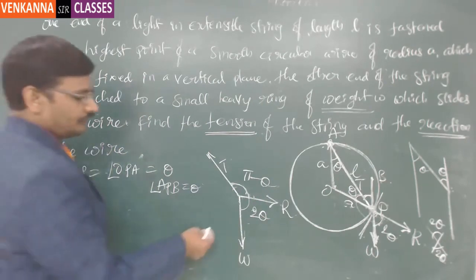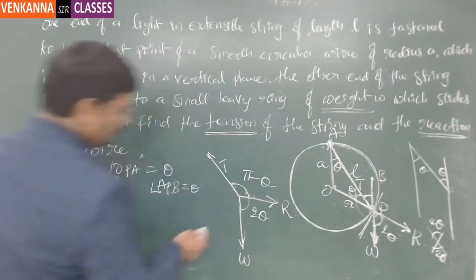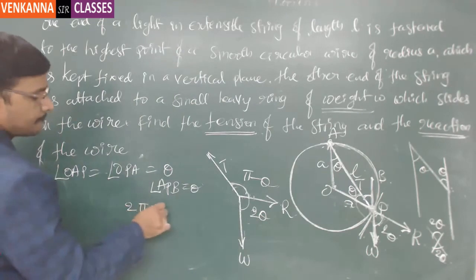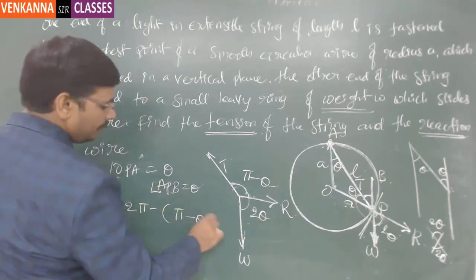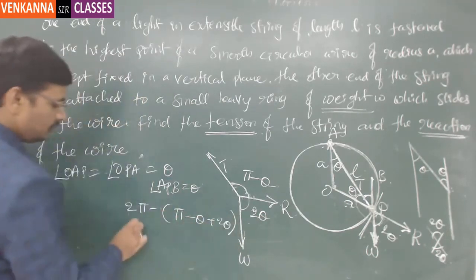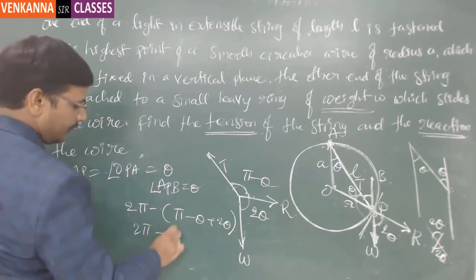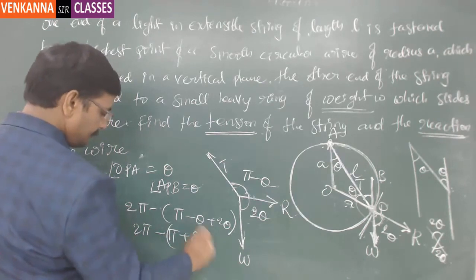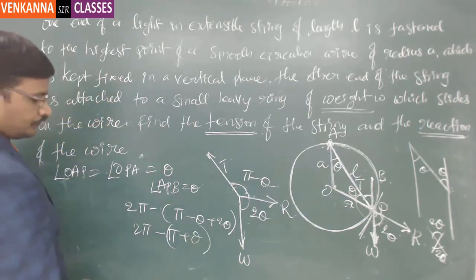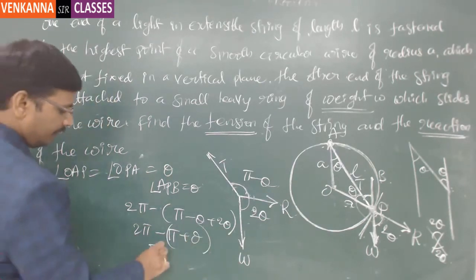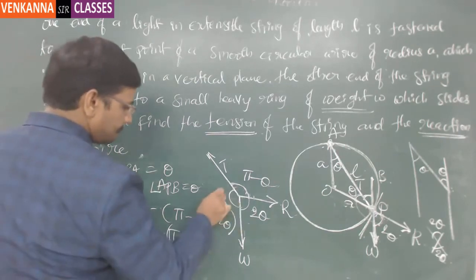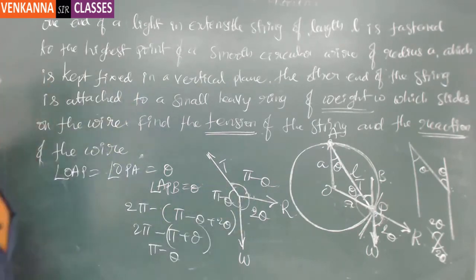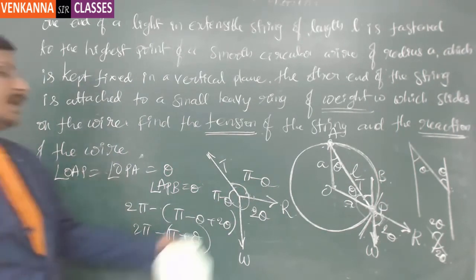So obviously, this will be 2 pi minus theta plus 2 theta. So this will be 2 pi minus pi plus theta. So this will be pi minus theta again. Now you have got all the required quantities for Lami's theorem, right? So you can apply Lami's theorem on this.